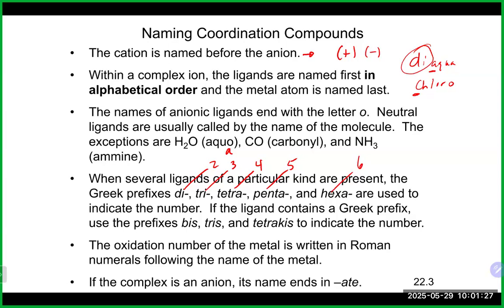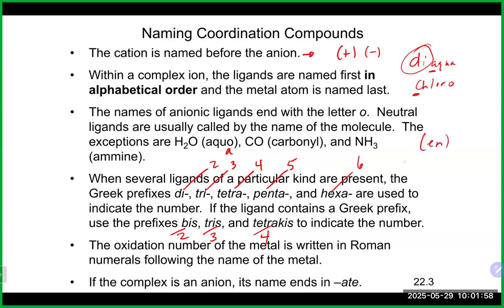Now, another interesting kind of weird thing that happens with these is if the actual ligand itself has a prefix in the name, we actually would not use those prefixes if we had more than one. We would actually come down to these prefixes here, and that's bis, which means 2, tris, which means 3, and tetrakis, which means 4. So an example of that is that en that we use.